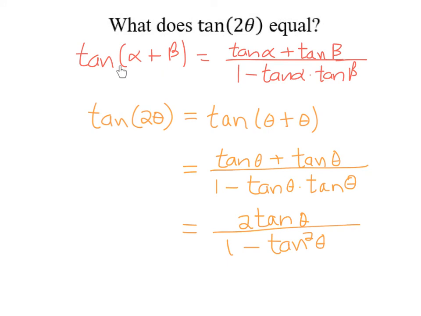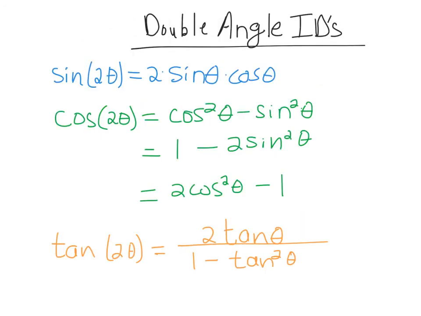It's the distribution of tangent in the numerator, and then all over 1 minus tangent of alpha times tangent of beta. And so, of course, if our alpha and beta are both theta, we'll have tangent theta plus tangent theta over 1 minus tangent theta times tangent theta. And on top, we'll end up with 2 tangent theta all over 1 minus tangent squared of theta. Okay, so let's summarize on the next page.